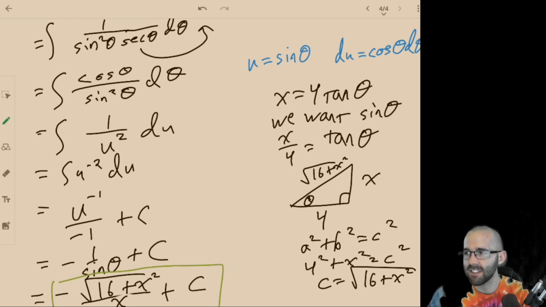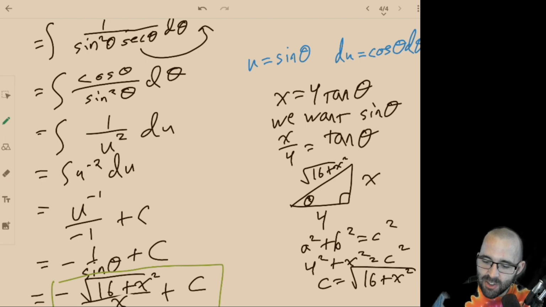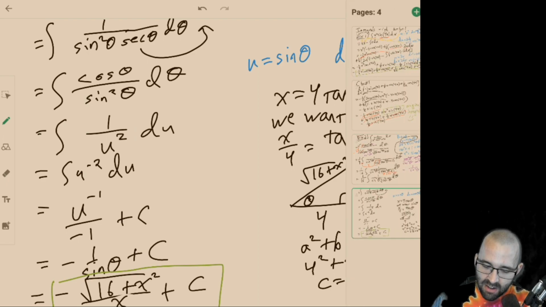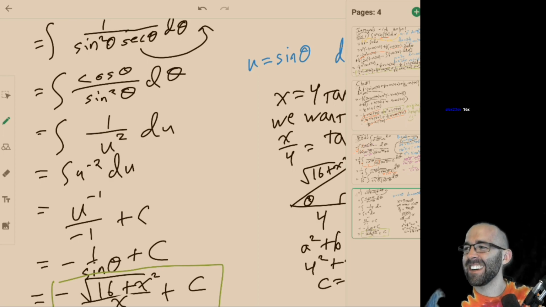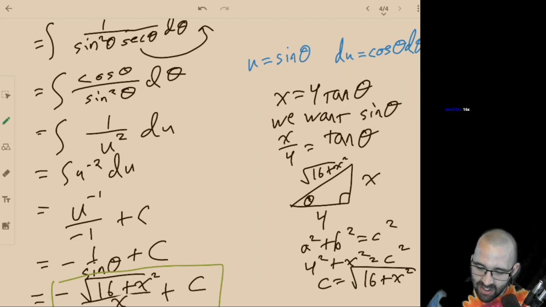You know what? Let's check our answer. Let's not do hypotheticals. All right, let's check our answer. You guys are in for a treat. So we have the negative square root of 16 plus x squared. This is going to really suck to check your answer. Oh, my word.